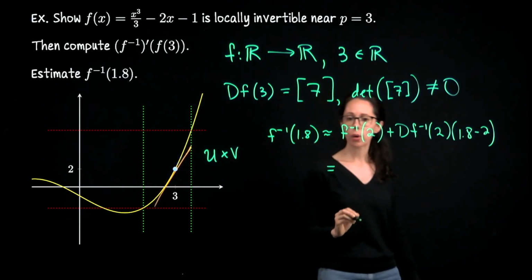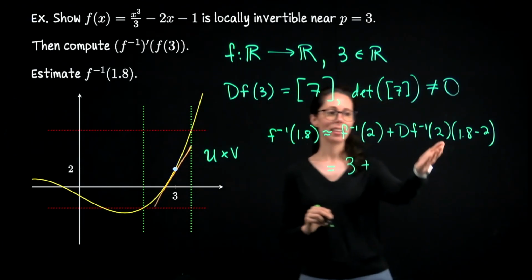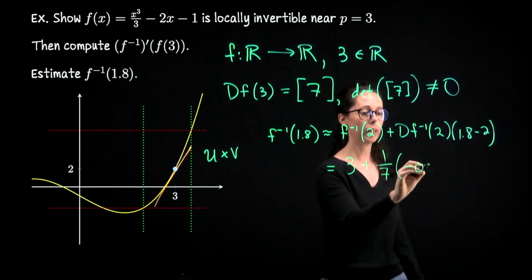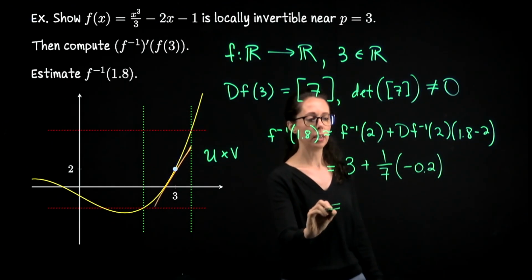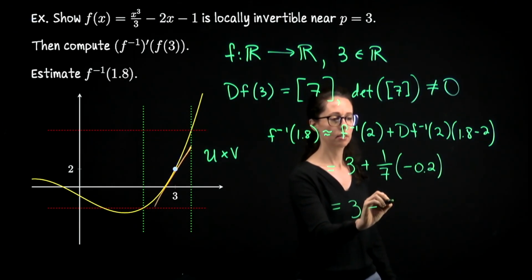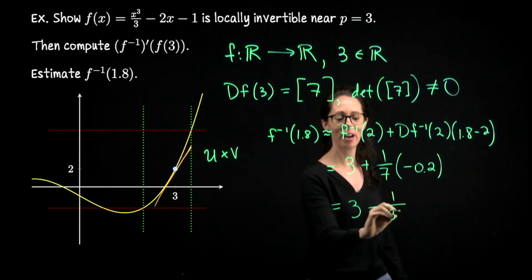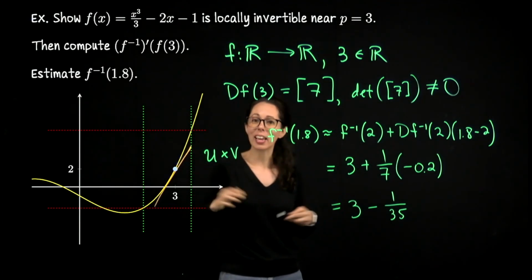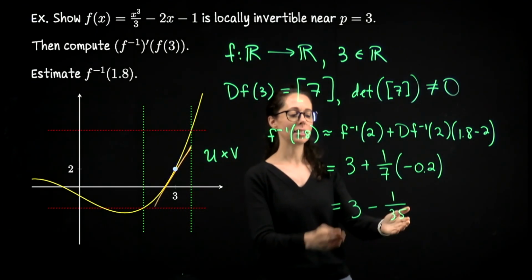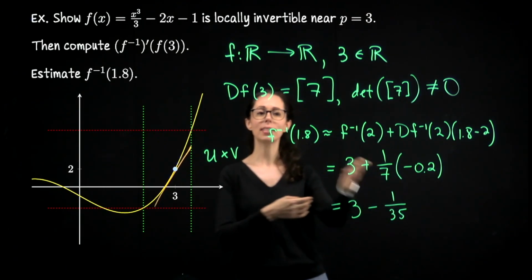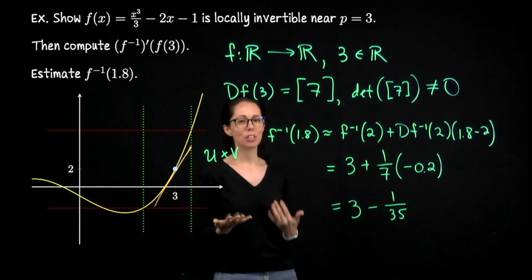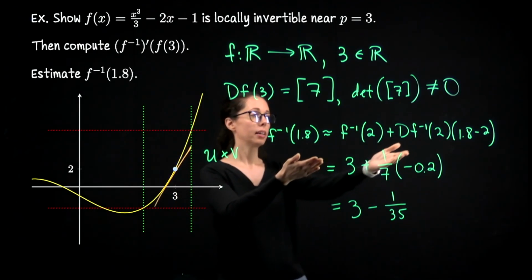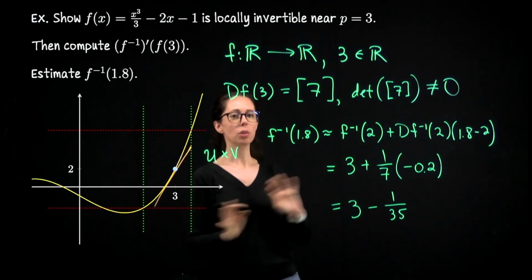F inverse at 2 we know is 3. This 1 by 1 matrix is 1/7, and then this is negative 0.2. So that's going to be 3 minus 1 over 35. I hope that's right. And that's our approximation. I can't tell you if it's exactly right, but what you could do is take this number, plug it back into your original f, and see if you get to approximately 1.8. If you did, you feel good about it. If you're way off, it means that probably something broke down. Okay, so this was using the theory that we've been building up to approximate a function which we cannot write down.